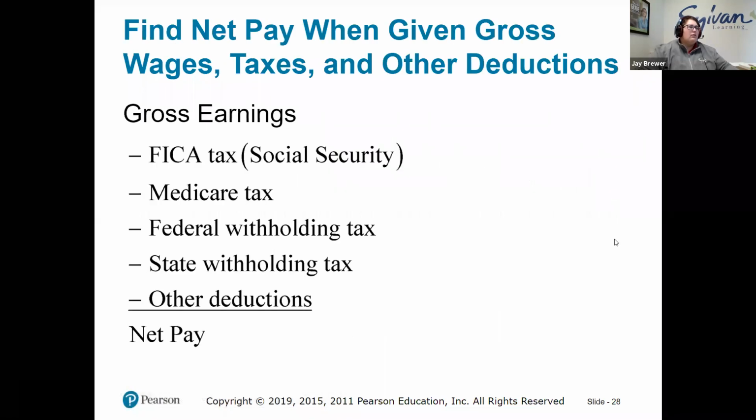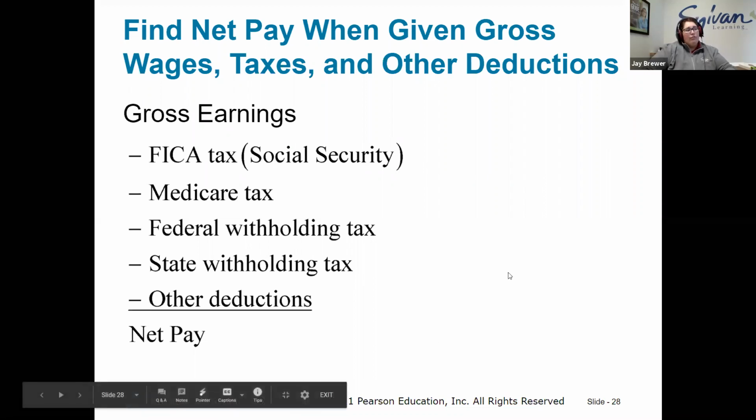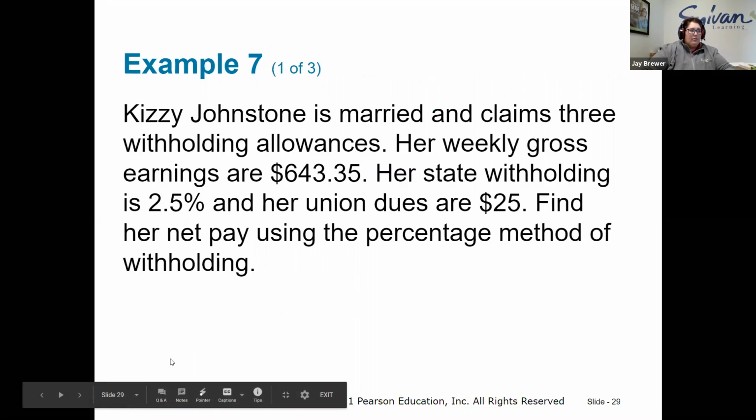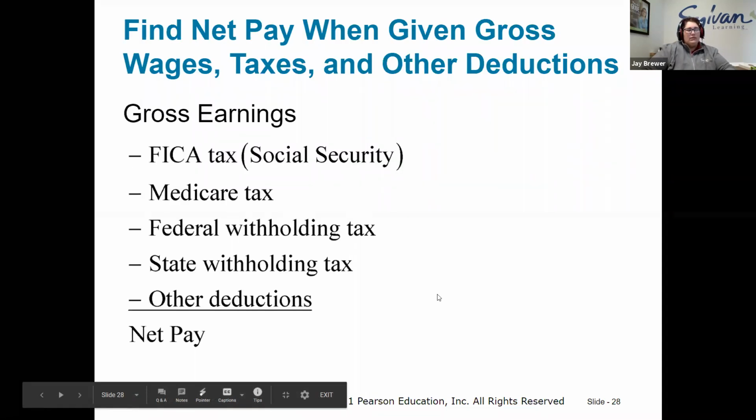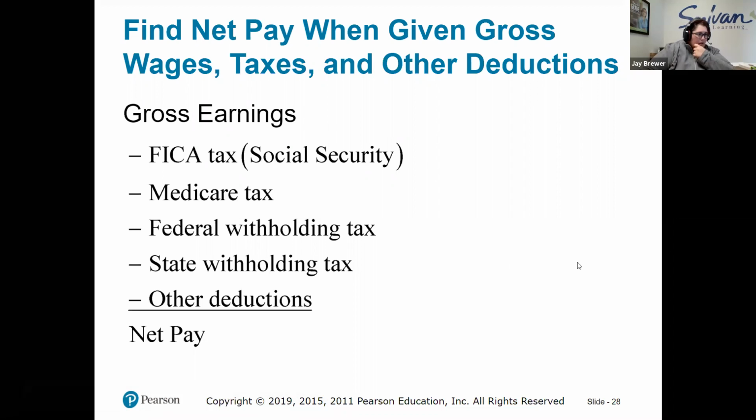Okay. Find net pay when given gross wages, taxes, and other deductions. Gross earnings, FICA tax, Social Security, Medicare tax, federal withholding tax, state withholding tax, and other deductions. Once you figure all those deductions out, then you finally have your net pay, or what a lot of people call their take-home pay. I want you guys to be really familiar with this, because when you get what you're going to consider your career job, you don't really care about these deductions. What you care about is, what's my take-home pay?